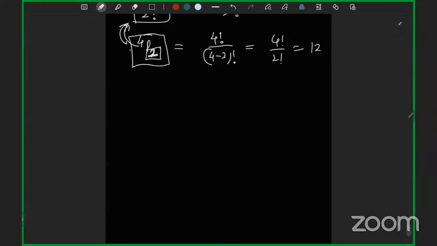So let's say I have a word, say, bookkeeper. So this is a word, and you want to arrange all the letters of this word. Okay, so you want to arrange them. So how many ways can you do it?